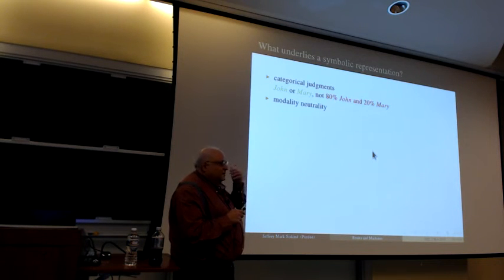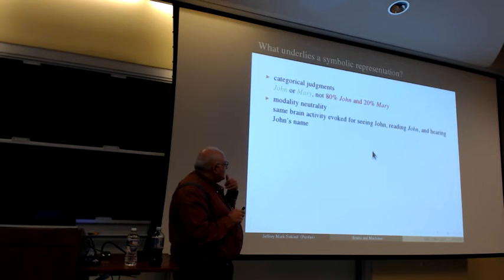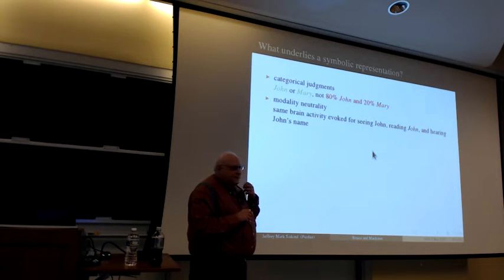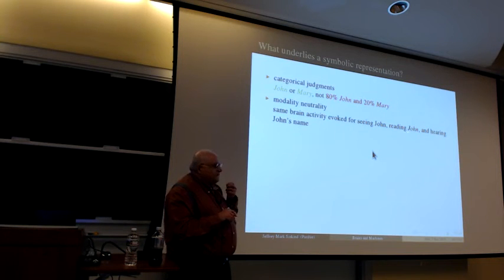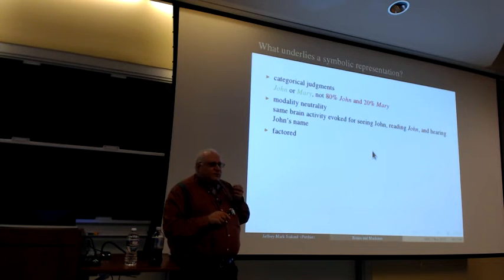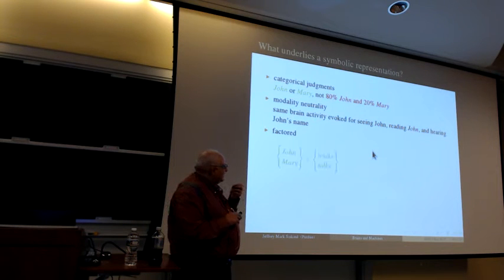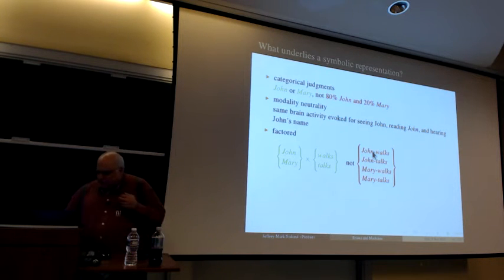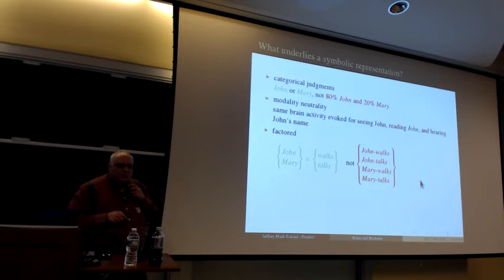Second of all, we believe that semantic categories are modality independent. The question we ask is, to what extent is the same brain activity evoked when you see a picture of Jonathan, or you read the word Jonathan, or you hear the name Jonathan being spoken? Furthermore, the question is, to what degree is the mental representation factored? That is, to what degree is it the cross product of John or Mary walking or talking? And to what degree is it flattened as propositional, as in John walks, John talks, Mary walks, Mary talks?